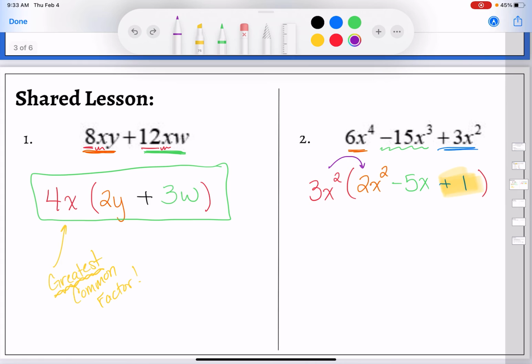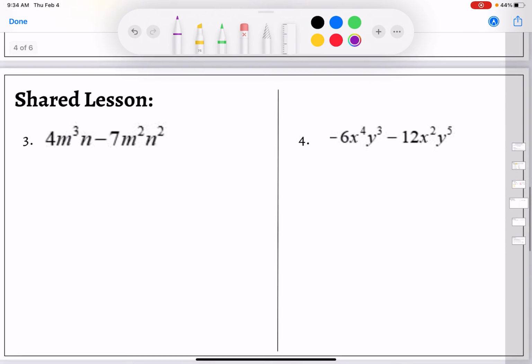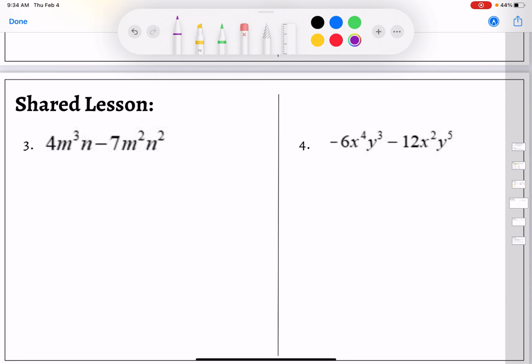Remember, 3x squared times 1 gives you 3x squared, so just be careful. Big thing to remember is however many terms you start with in your original problem is how many terms you should have in your parentheses when you factor by GCF. So I started with 3 terms, so I should have 3 terms in my parentheses. All right, let's look at another one. So just remembering those variables, you're looking for how many could I take out, right? What do they all have?